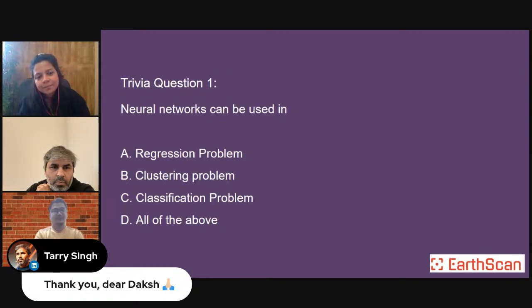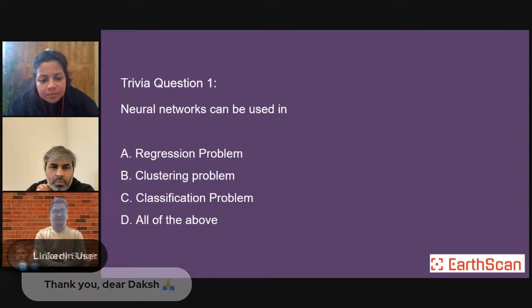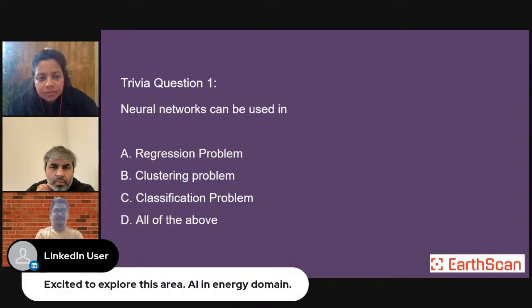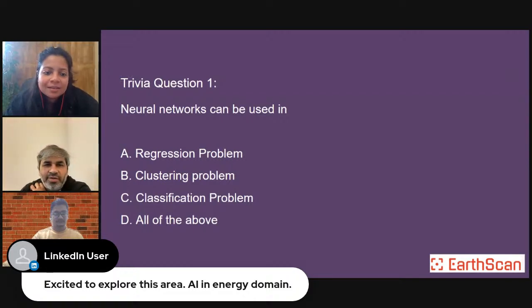The first trivia question that we have is: neural networks can be used in a regression problem, clustering problem, classification problem, or all of these. Maybe you guys can put it in the comments. People can comment, go ahead and comment. It's just to get you guys a bit excited. There's no pressure. There are mostly no absolute right answers, but of course, please participate. If not, we'll keep adding some more fun stuff.